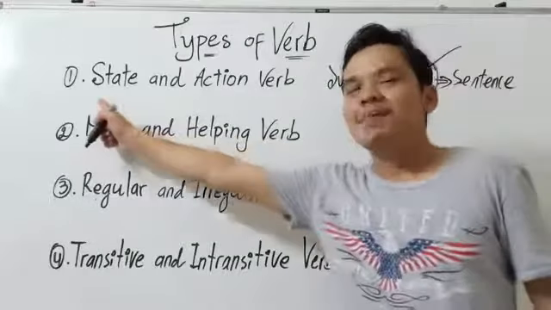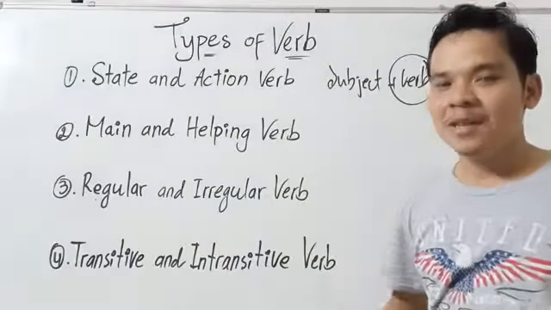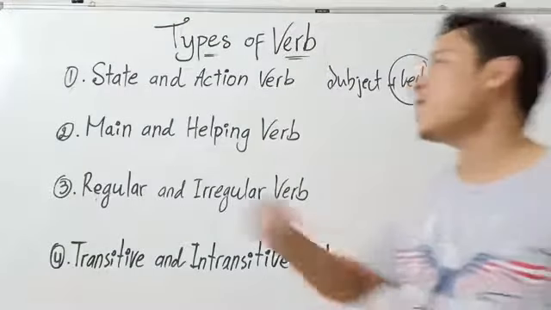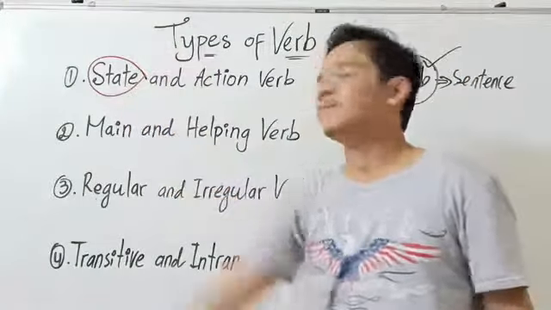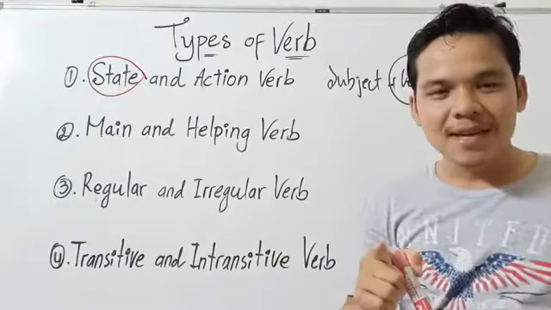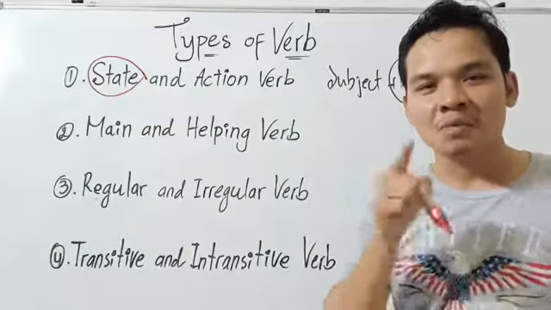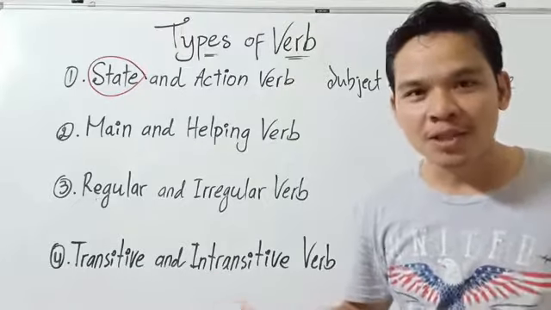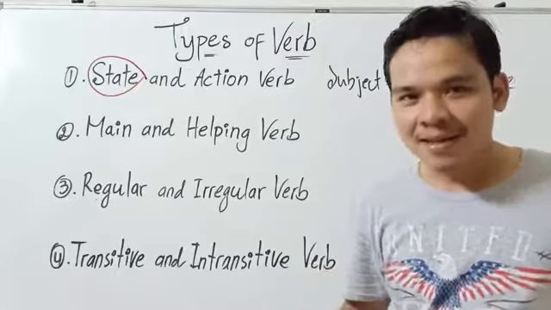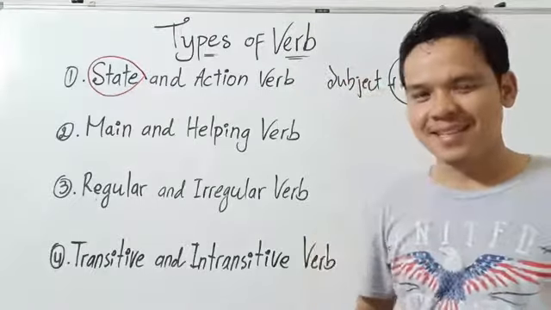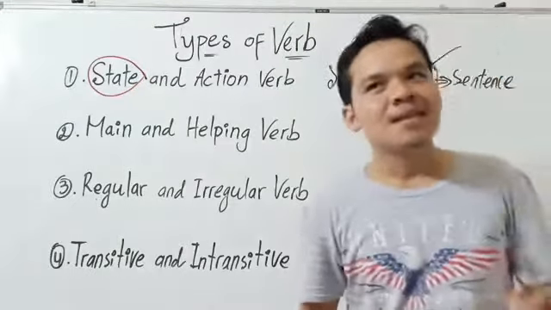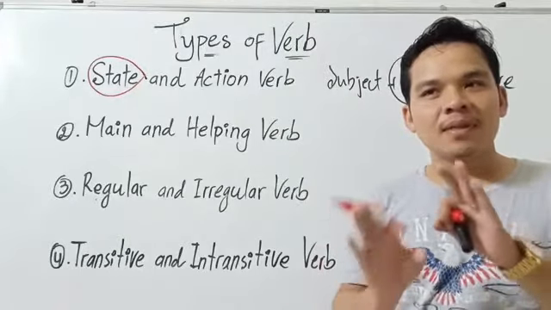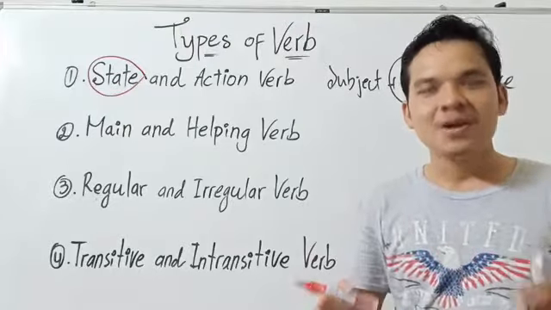So let's start with number 1. You know what is a stative verb? What is an action verb? Stative verbs are kinds of verb that talk about emotion, position, sense, and so on. So they are stative verbs. I mean, stative verbs are verbs that don't show the action.